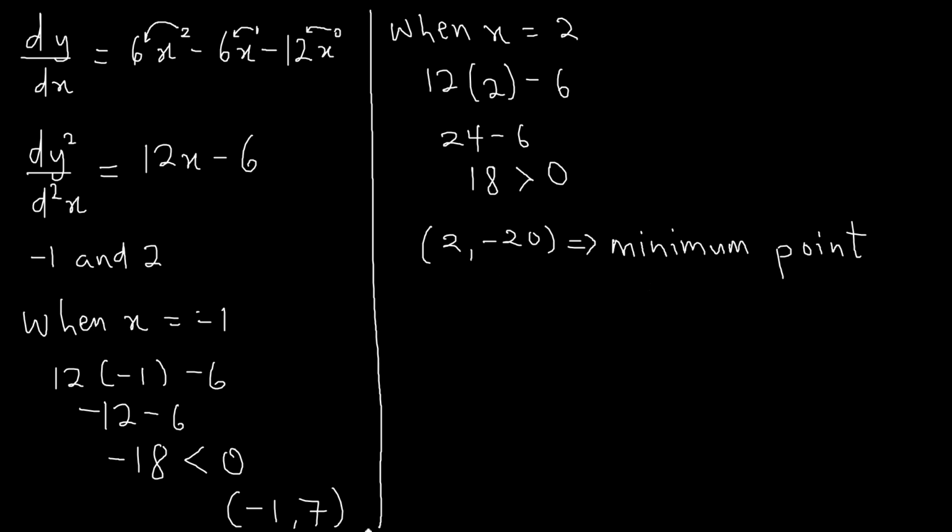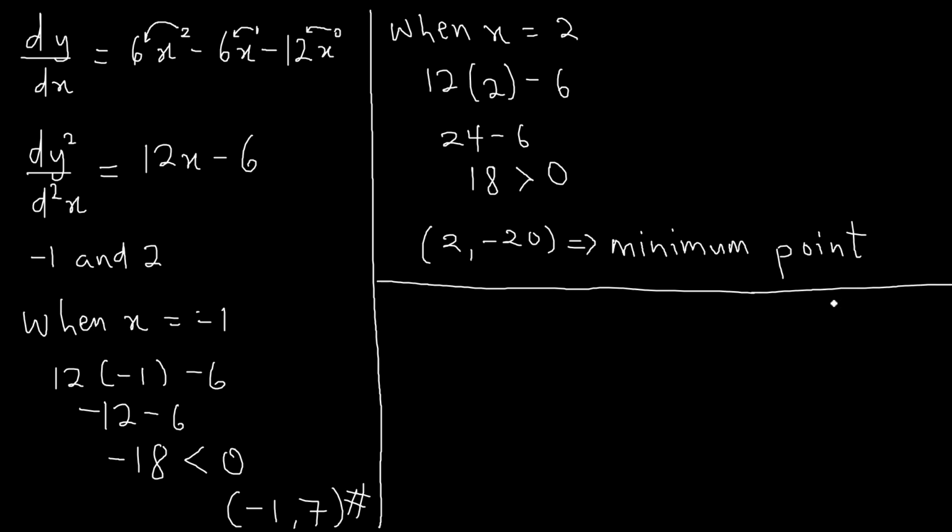If you check your graph sheet and you check (-1, 7) and (2, -20) on the graph sheet, you can actually verify. You will see that this is indeed the minimum point, and this indeed is the maximum point. So now we are done finding which of them is the minimum and which of them is the maximum point.